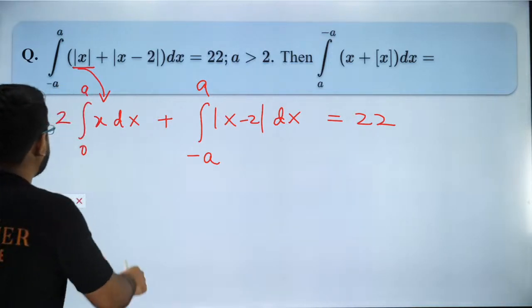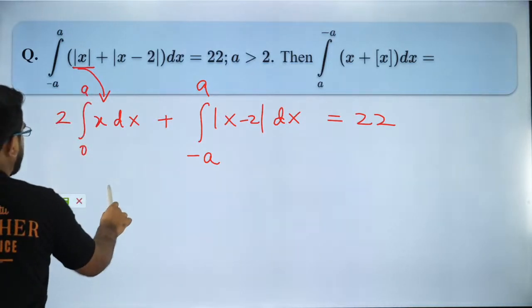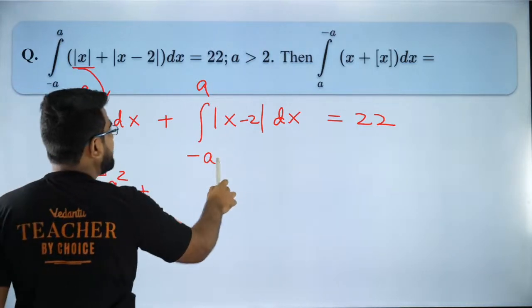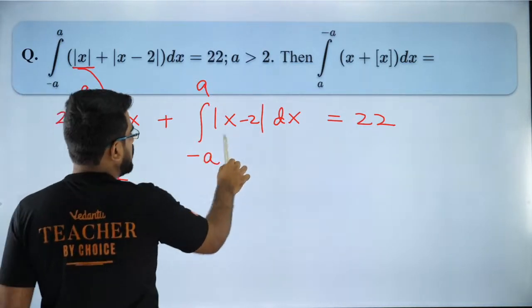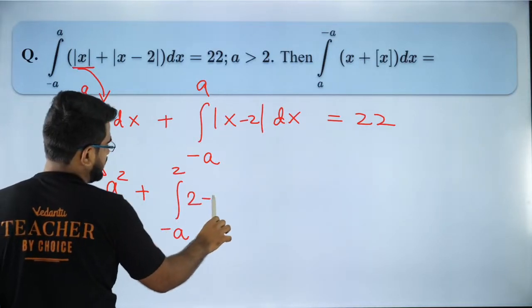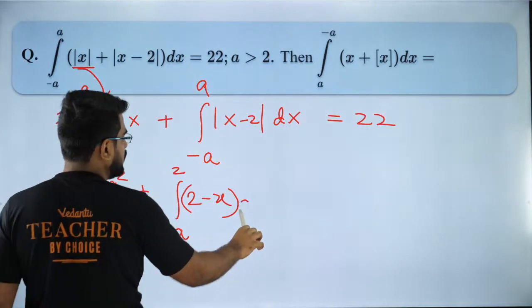So let us try to complete it. So what will this be? This will be a square. This will just be a square plus this I have to split my integral. Okay. So I will split it as minus a to 2. It will be 2 minus x because it will be negative.